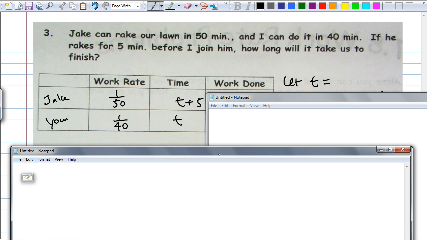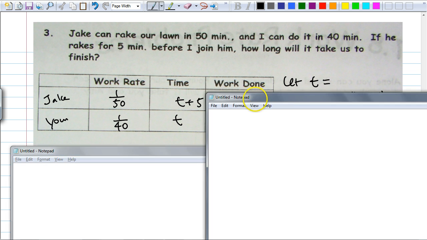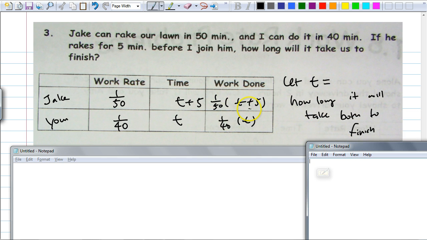Okay, now what is the work done for Jake? Simply multiply the work rate times time. So you multiply these together. That's how much of the work Jake did by himself. And this is how much of the work I did by myself in this given time. Does this make sense? And of course, did we finish the whole job? Guys, is that what we want to find out? It says how long will it take us to finish. When they say finish, it means 100% finished. What is the equation going to be? Who could tell me? Angie, what would our equation be?